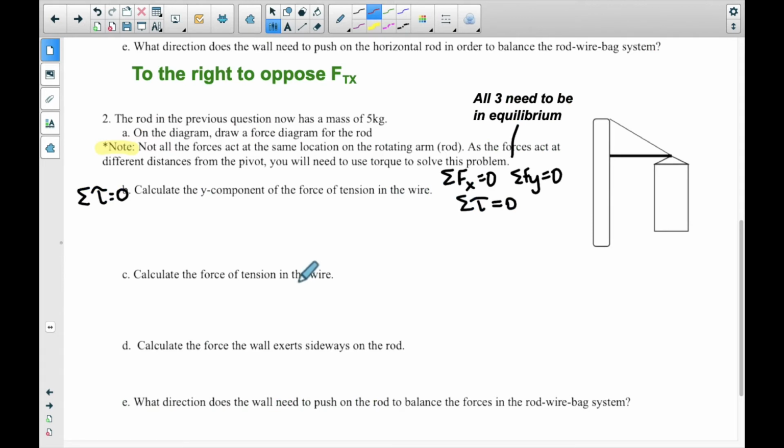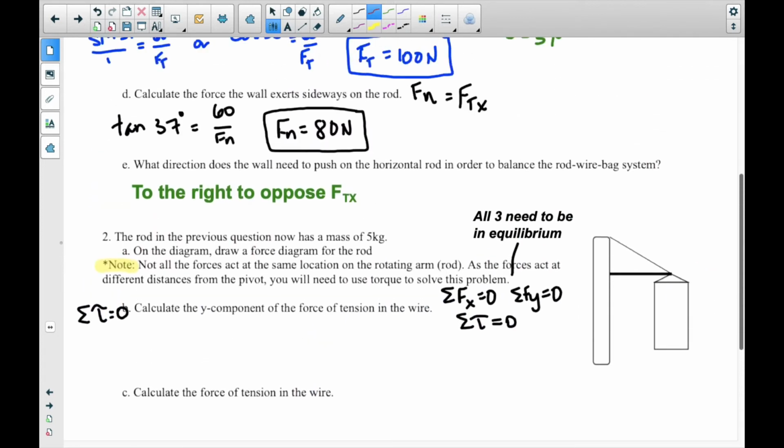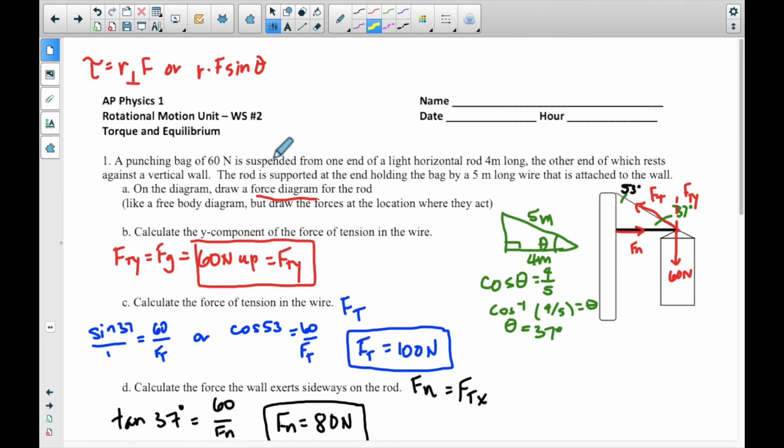All right, let's look at the next question. Well, actually, let's go back and look at the first question for just a second. Because this question says a punching bag of 60 newtons is suspended from one end of a light horizontal rod. What they mean when they say a light horizontal rod is that its weight, or its force of gravity, is 0. Now, of course, that's not practical. There are no rods that have no mass.